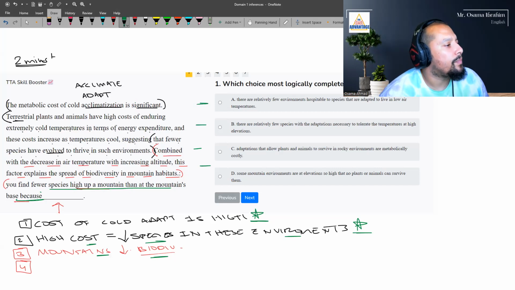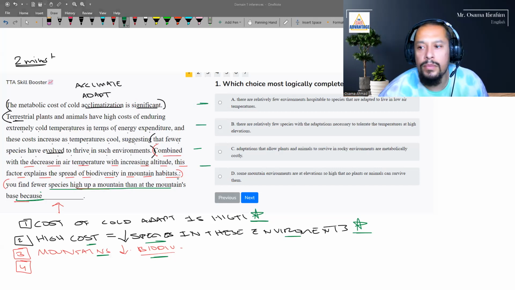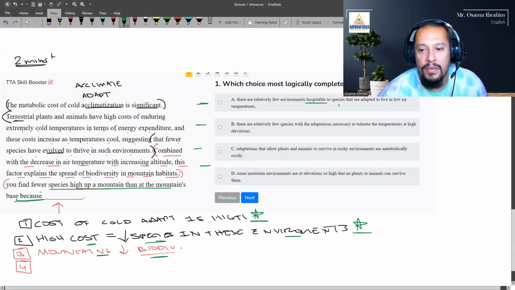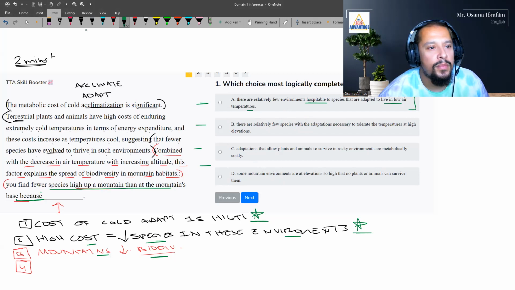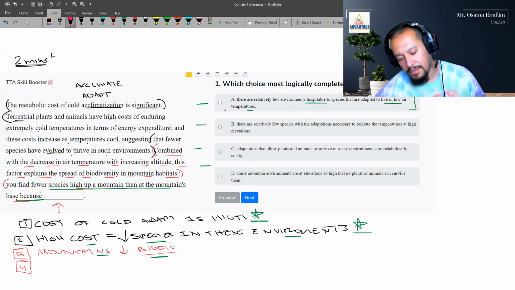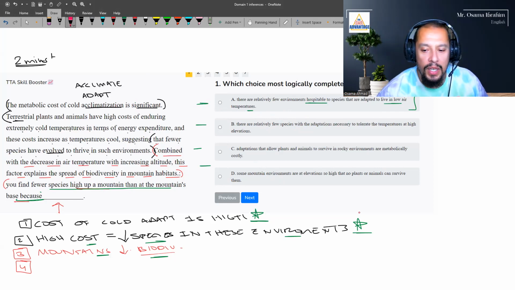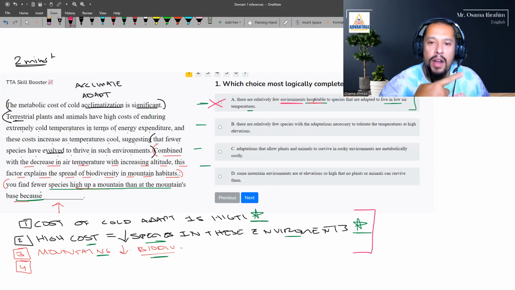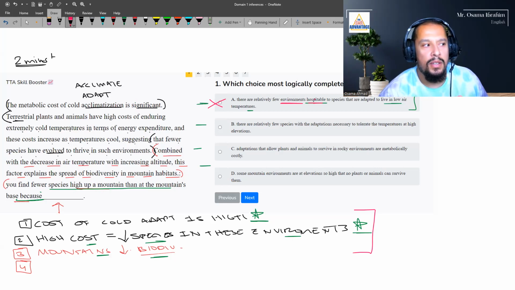Read answer A. There are relatively few environments hospitable to species that are adapted to live in low air temperatures. What do you think of answer A? It needs to be related to our three ideas. It's not really related, right? There are relatively few environments hospitable. It's not about the environment. It's about the high cost of adaptation to the environment.